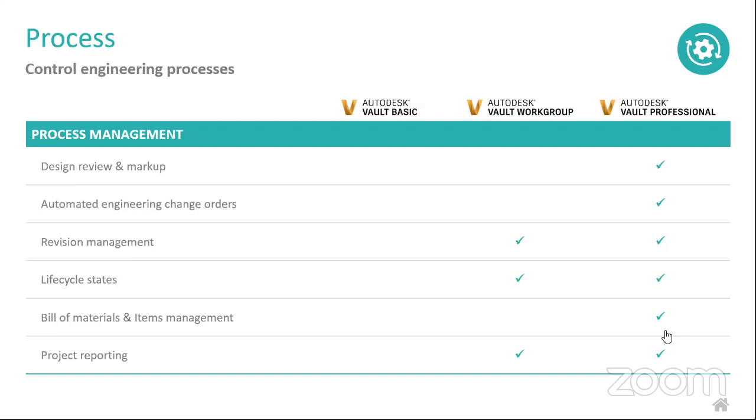And then revisions and life cycles. You want to be able to control some of that security. We talked a lot about that in the people section last time, and that's all Vault Workgroup and Vault Pro too. If you have any questions about what version of Vault does what, go ahead and type the questions in. We can answer those for you.